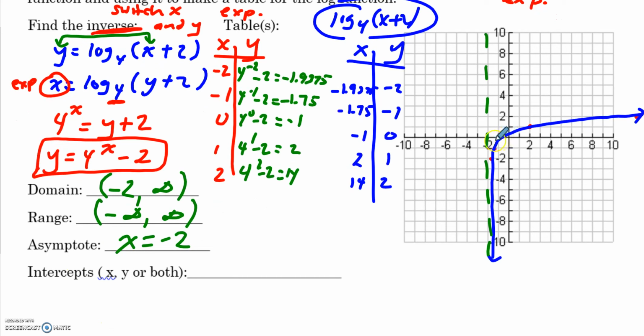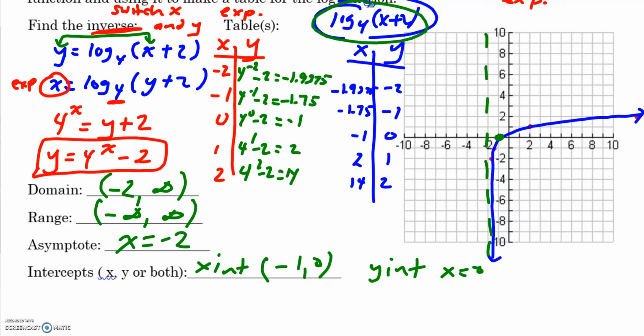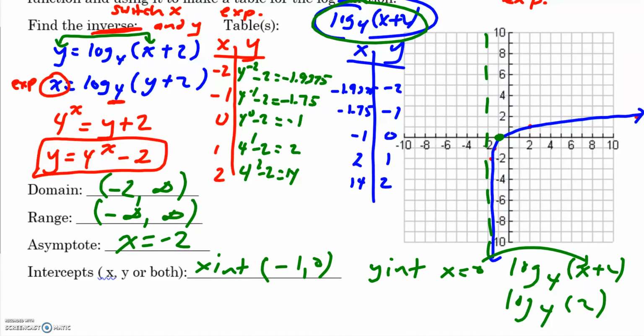I do have an x-intercept right here. So my x-intercept is at -1, 0. And if I want to find my y-intercept, remember, you could look at the graph, but it's not exactly accurate. So if I want to find my y-intercept, that's when x equals 0. Because my original function was log base 4 of x plus 2, if I plug 0 in here, we're really finding log base 4 of 2.